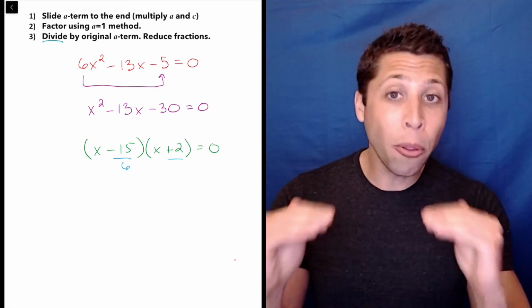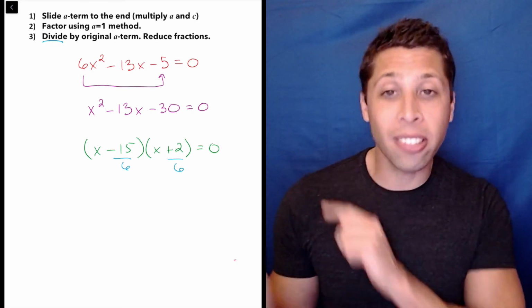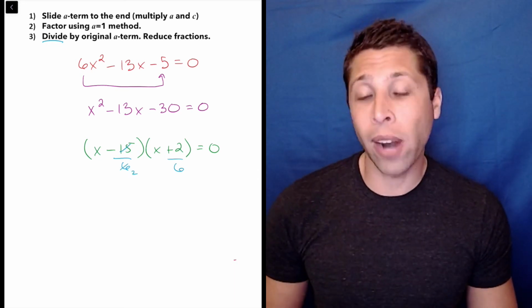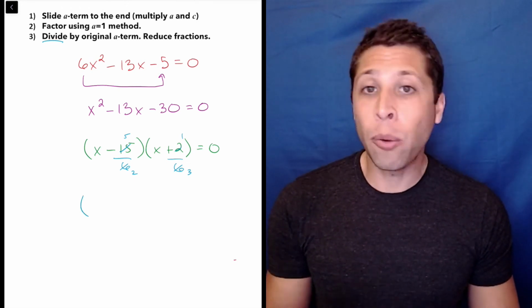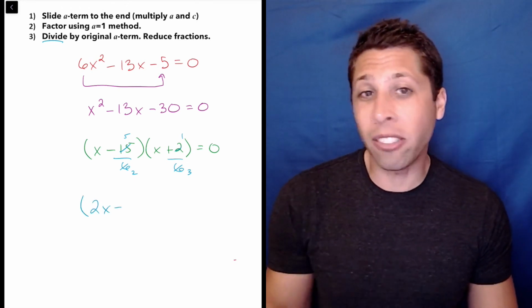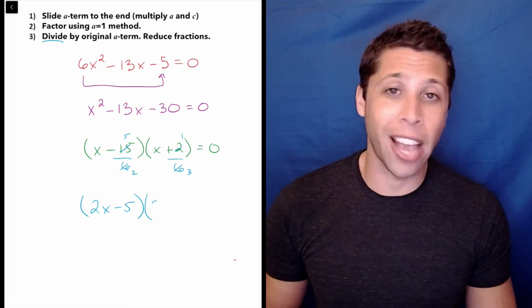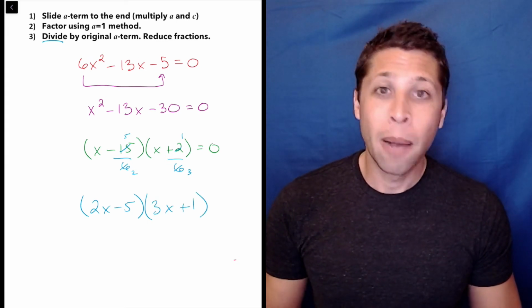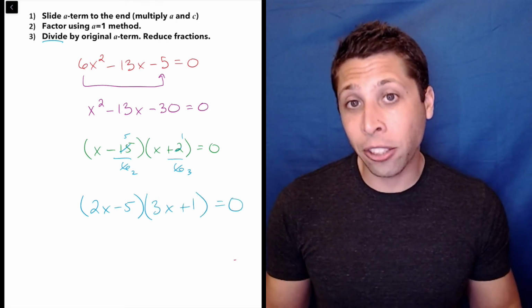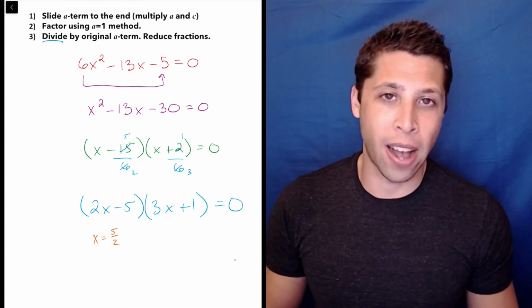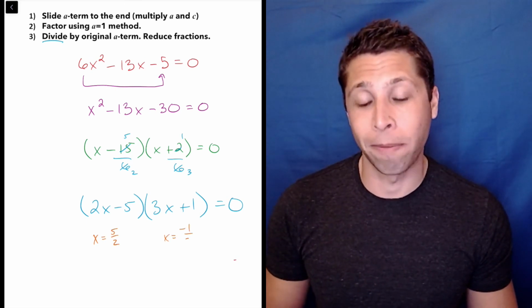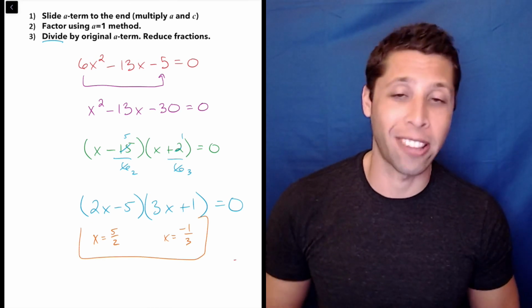Then divide both of the numbers by the 6 that we slid at the beginning. Both of these fractions can be reduced. We would get -5/2 and 1/3, and if we wanted the solutions only, we could easily just solve for x as 5/2 and -1/3. But if we wanted some good-looking factors, we would move the denominators in front of the x's to get 2x minus 5 times 3x plus 1. That's it. Now you know how to slide and divide.